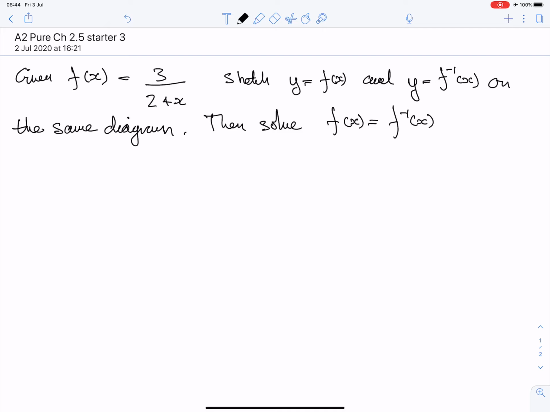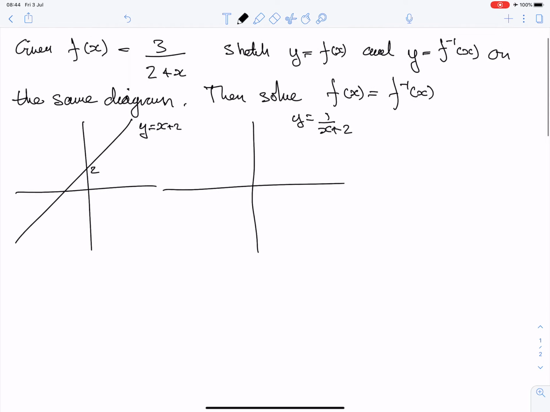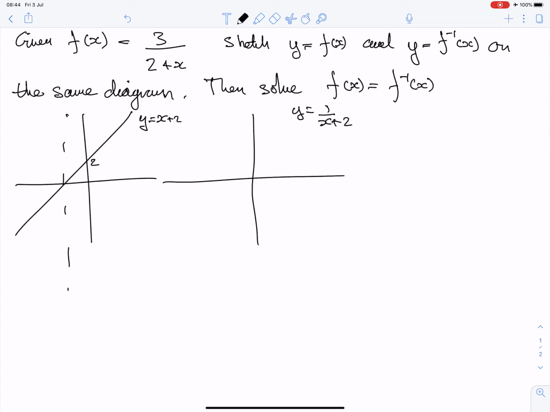So let's begin by sketching the graph. Well, we know that y equals x plus 2 is a straight line going through the y-intercept at 2. When we do the reciprocal, so y equals 1 over x plus 2, we know that dividing by 0, so when the graph y equals x plus 2 equals 0, we're going to get our asymptote. So our asymptote goes in there at x equals negative 2, and then our graph has our standard reciprocal shape.